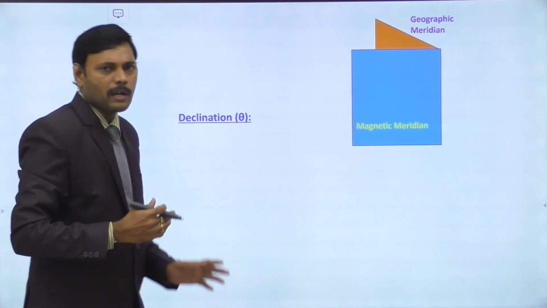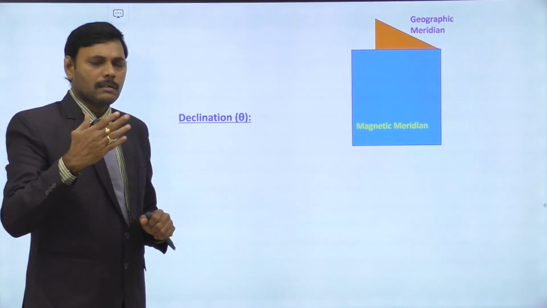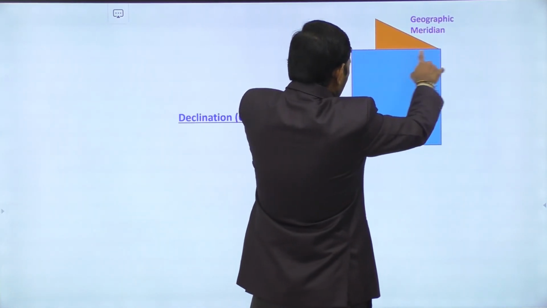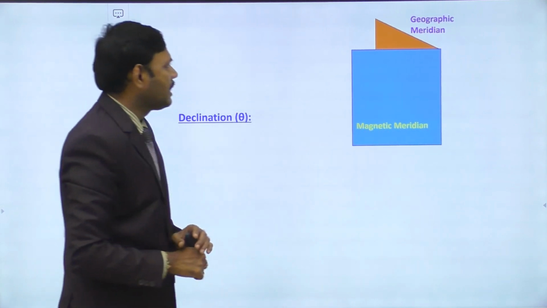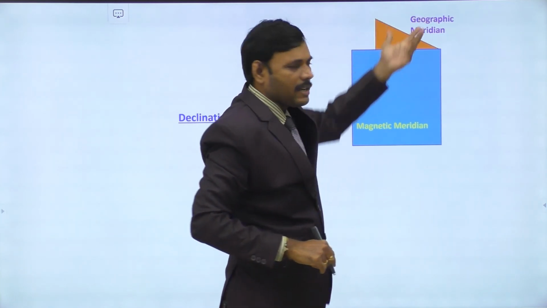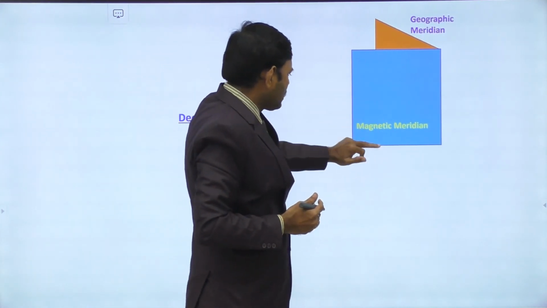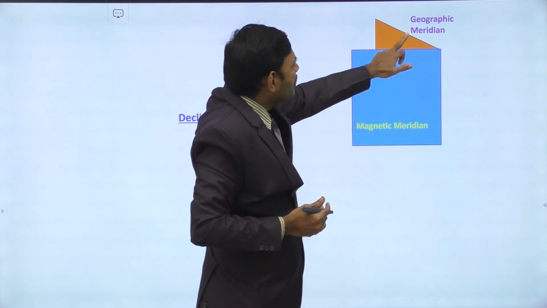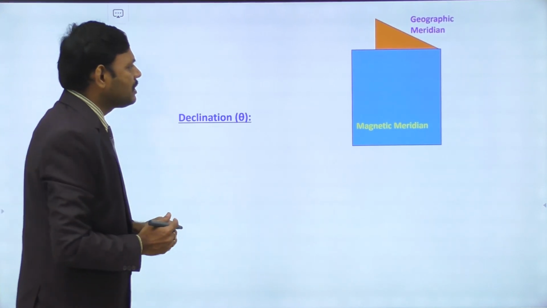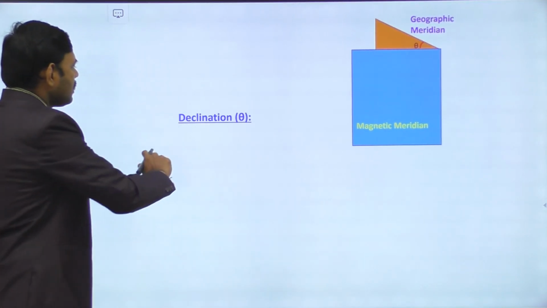Already in previous parts of our videos and images I showed there is a vertical plane passing through magnetic axis. So let this bluish one be the vertical plane passing through magnetic axis and the brown one be the vertical plane passing through geographic axis. The plane passing through magnetic axis is known as magnetic meridian. A plane passing through geographic axis is geographic meridian. These two planes do not coincide. They are making a certain angle with each other. So the angle between this magnetic meridian and geographic meridian is angle of declination.